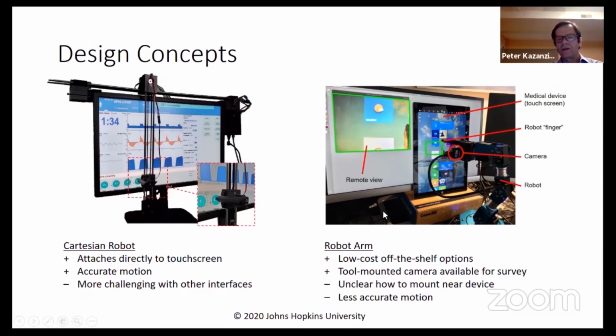On the right is the idea of using a low-cost robot arm, which also has the advantage that if you mount a camera on it, you can survey the room, which some of the healthcare workers thought would be useful. But some challenges here would be, how do you mount this to near or on the device? Also, it's likely to have a less accurate motion.